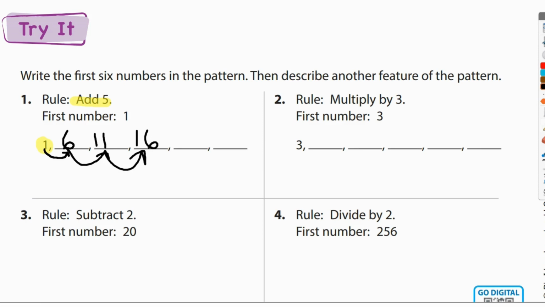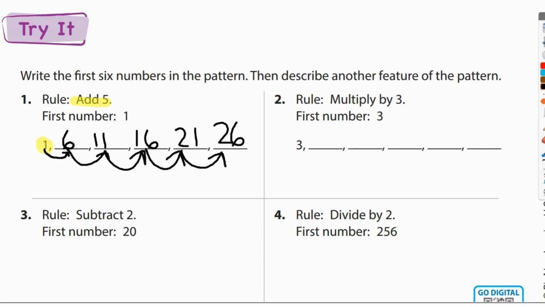Now, 16 plus 5 is 21. And 21 plus 5 more, you're right, is 26. And there you have it.